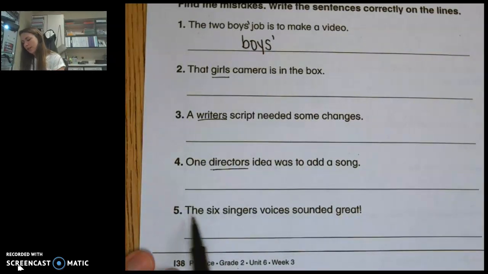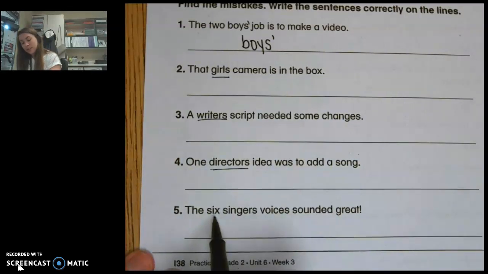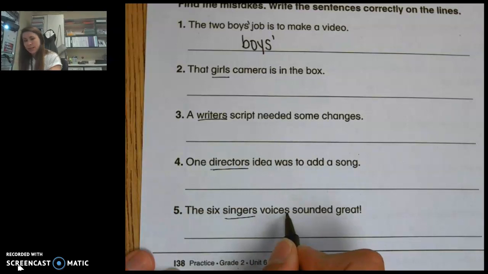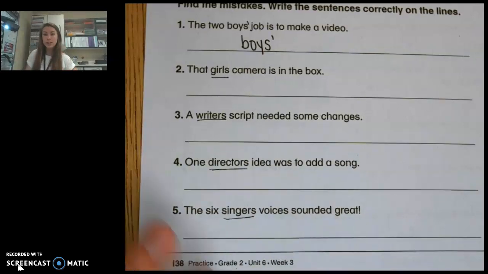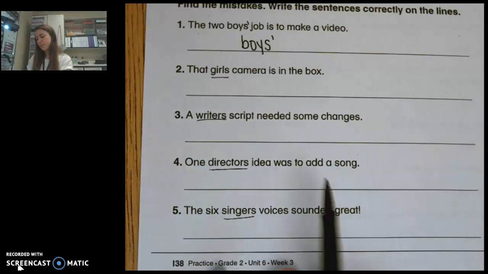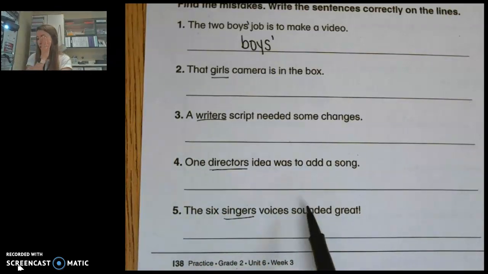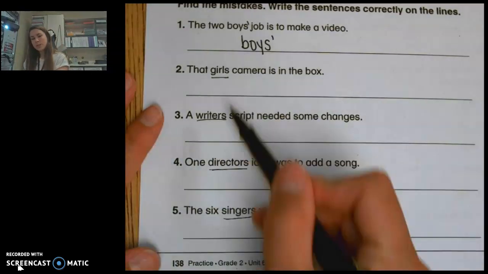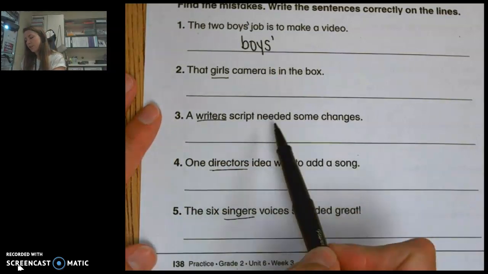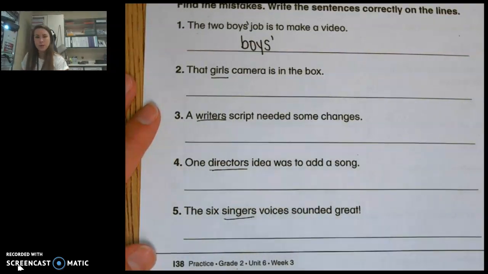Number 5, the 6 singers' voices sounded great. So here it tells us 6 singers. So we have more than one singer because it tells us here too, voices. If there's more than one voice, then there's more than one singer. So as you look at this, with more than one singer, where do we know that we need to put the apostrophe? So make sure these words that I have underlined, you have written correctly on the line with the apostrophe in the right place.